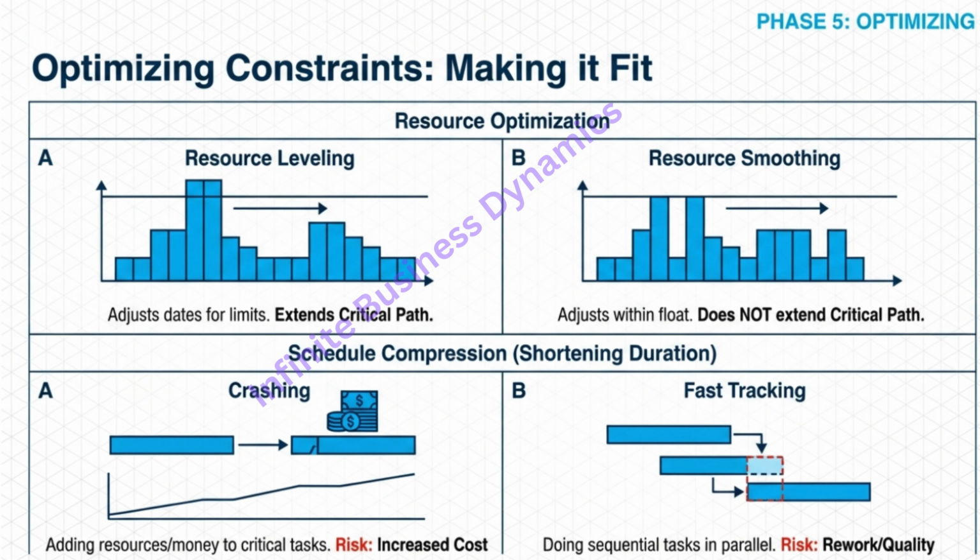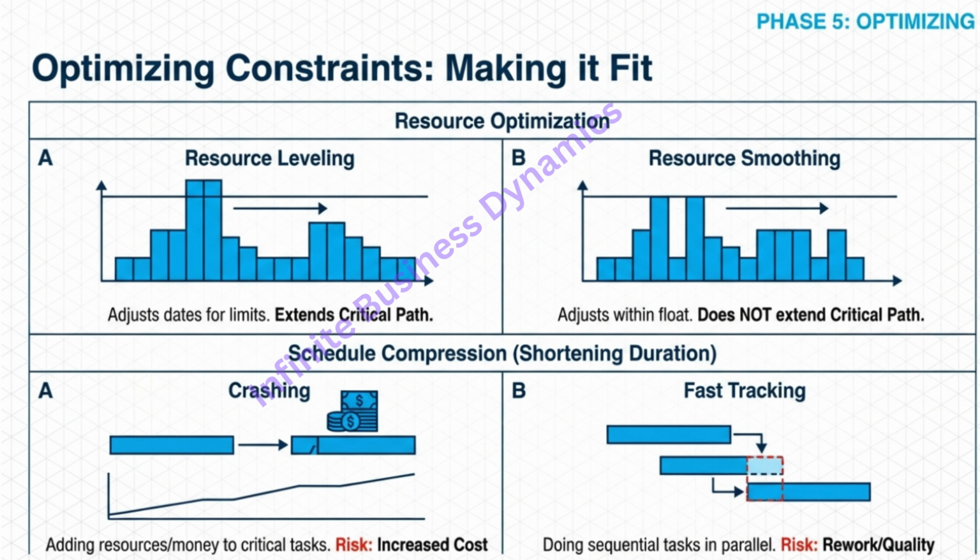I love that. Okay, phase 5. Optimizing. We've run the numbers and we have negative float. Or we don't have enough people. We need to fix the constraints. Well, usually the problem is you don't have enough resources, people, or you don't have enough time. So first, let's look at resources. We've got resource leveling and resource smoothing. They sound the same, but the sources say they are very, very different.